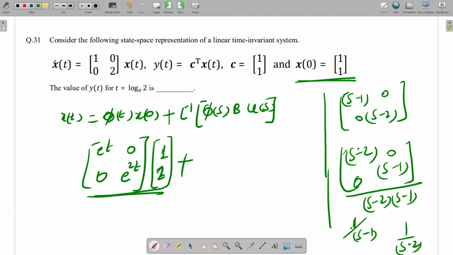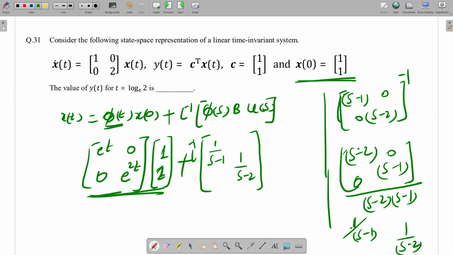See, phi of t I have calculated. So phi of s is this inverse. Phi of s is (sI minus A) inverse. So this will be the first term, and phi of s we already know: phi of s is (sI minus A) inverse, which is 1 by s minus 1, 1 by s minus 2. Correct? Then phi of s b, so b will be there.